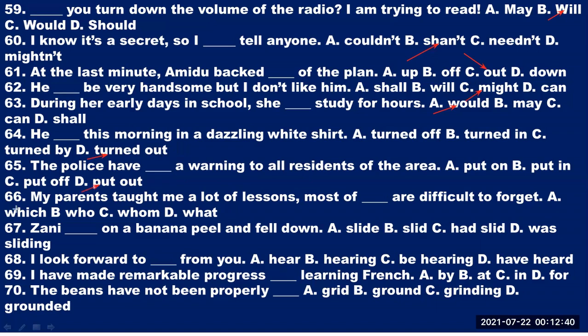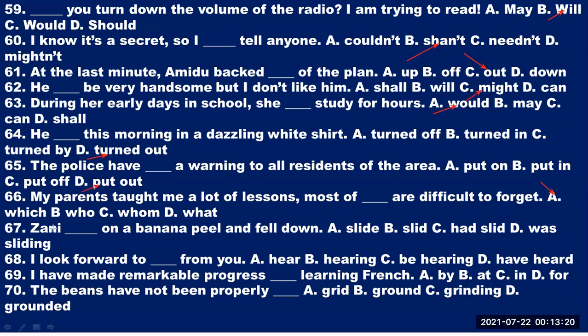So question number 66. My parents taught me a lot of lessons. Most of dash are difficult to forget. Option A, which is actually correct because we are talking of lessons. If we are talking of human beings, we can use who or whom, but which refers to things, most of which are difficult to forget. Most of who is incorrect, most of whom is incorrect, most of what is incorrect, most of which is correct.